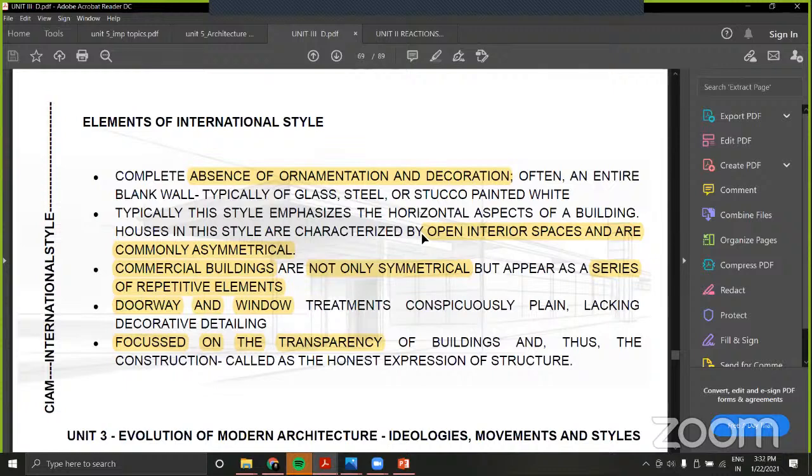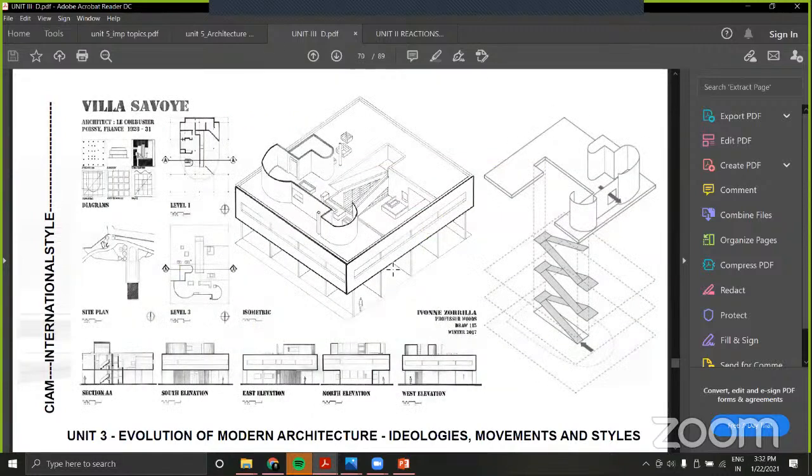Yeah, these are all what we discussed earlier. Just give it a read; that will be more than enough, I guess. This is Villa Savoye, just noted as an example. We will see this in detail in the next chapter. We will be discussing Le Corbusier.